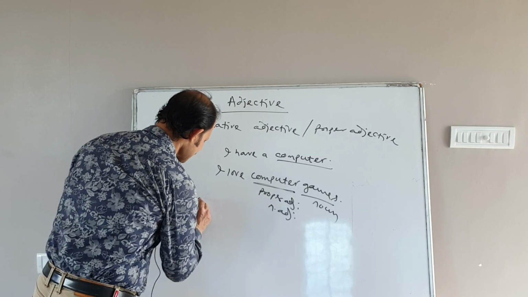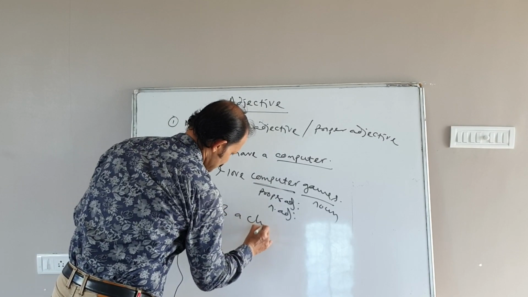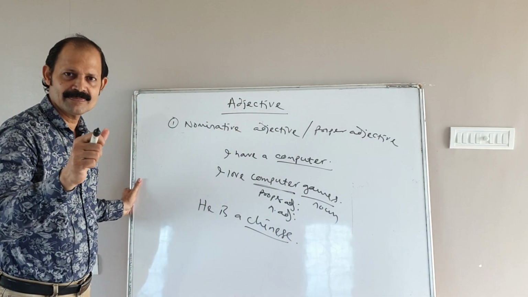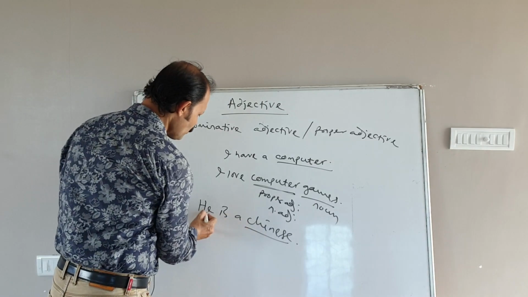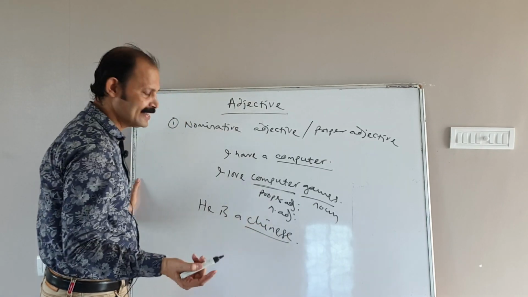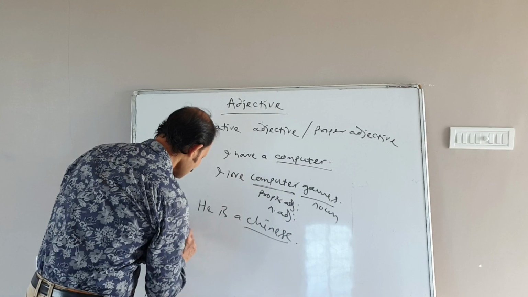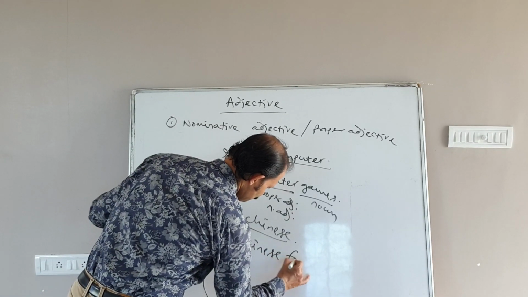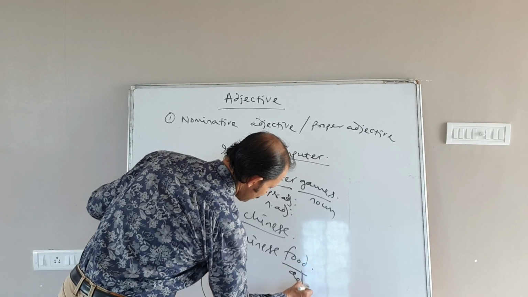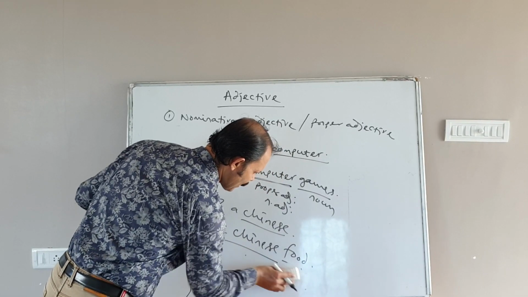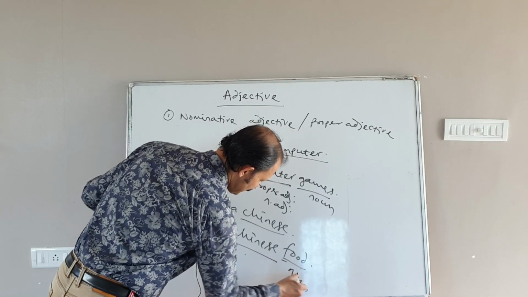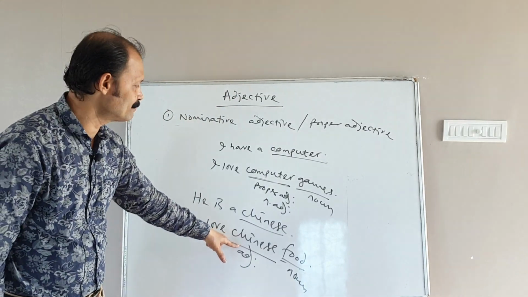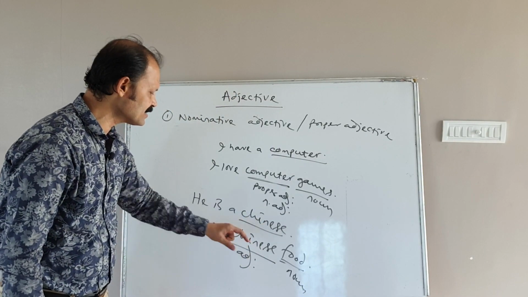Similarly, suppose he is a Chinese. Here Chinese is a noun, because the people of China are called Chinese. But we can also say we love Chinese food. Here food is noun and Chinese is adjective, and this Chinese is the proper adjective because the very same noun is used as adjective.